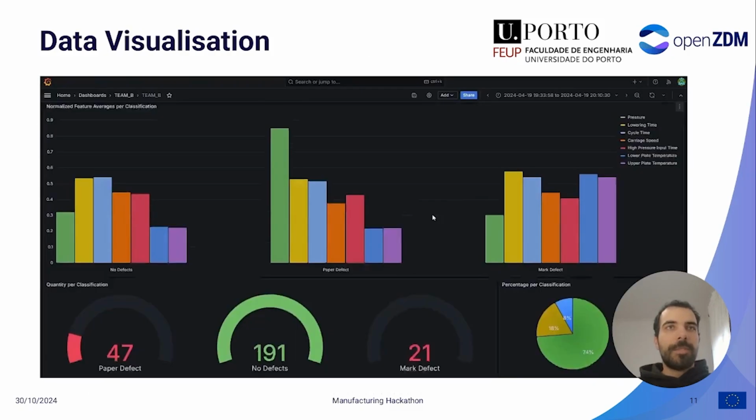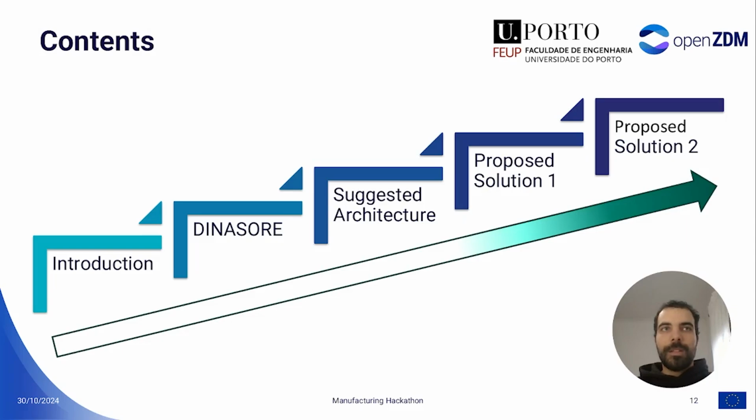The final step of our process is visualizing the data. Through our data visualization solution based on Grafana, users can gain real-time insights about the performance of the manufacturing process, identifying defects and causes, as well as cumulative indicators, such as the total number of defects. With that, we finished the introduction, the Dinosaur presentation, and the suggested architecture part. Following, we will present the 2 proposed solutions.